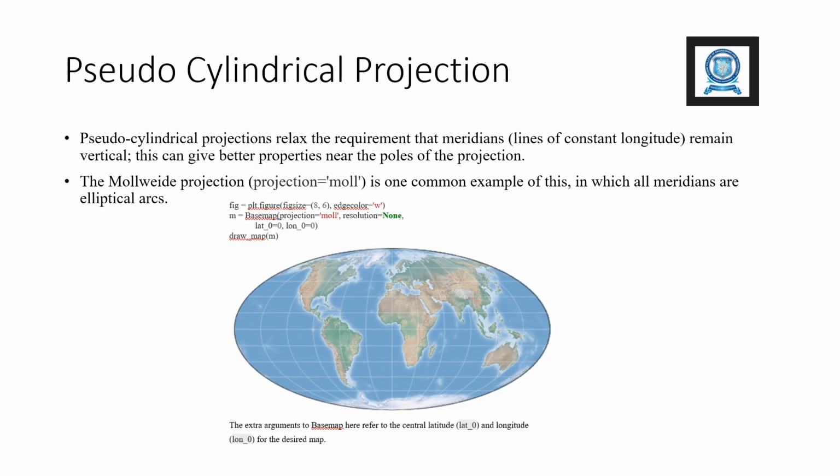Next type is pseudo-cylindrical projection. Pseudo-cylindrical projections relax the requirement that meridians, lines of constant longitude, remain vertical. This can give better properties near the poles of the projection. The Mollweide projection is one example of this, in which all meridians are elliptical arcs. See here, projection equal to 'moll' represents Mollweide projection. The extra arguments to Basemap here refer to the central latitude and longitude for the desired map.